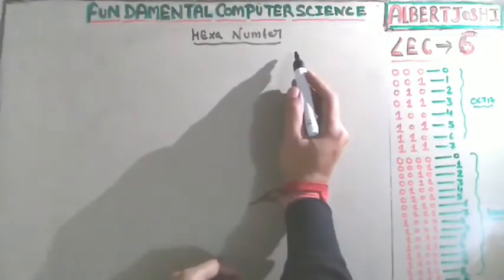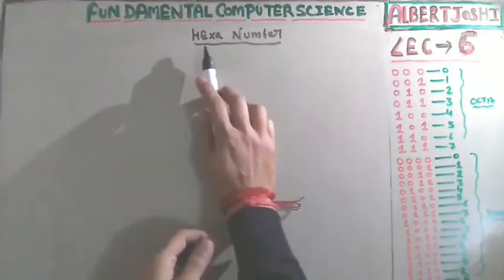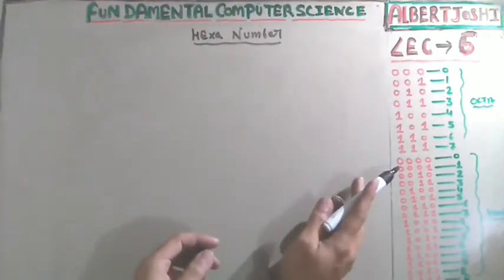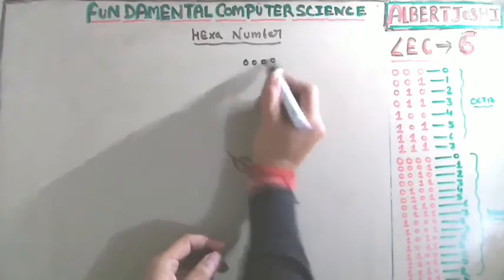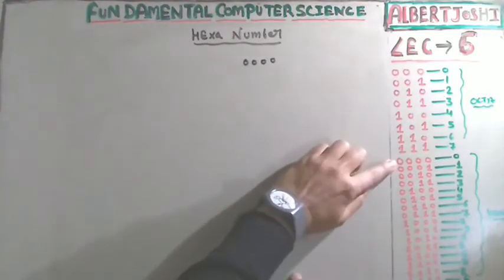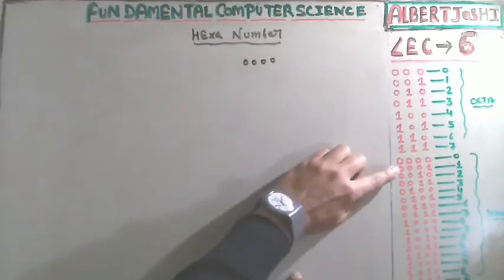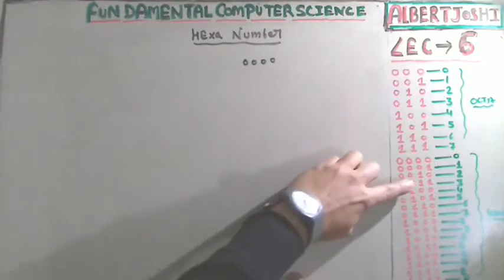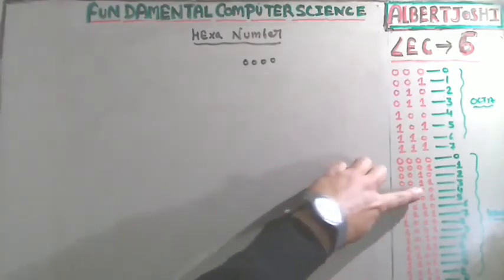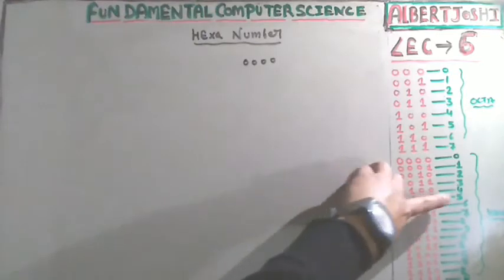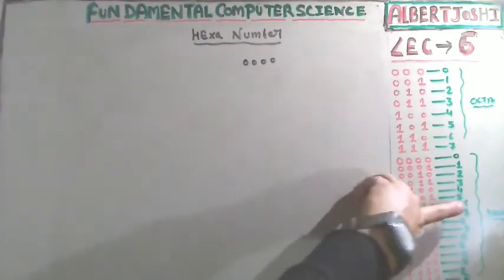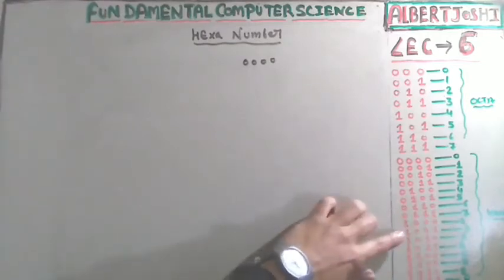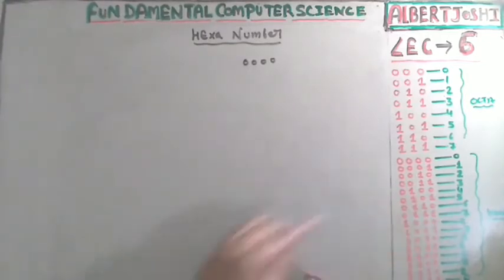This is lecture number 6, and in this lecture we are talking about the hexadecimal number. In hexadecimal, you take a total of 4 digits, 0000. Already we have written here: 0000 represents 0, 0001 is 1, then 0010 is 2, 0011 is 3, 0100 is 4, 0101 is 5, 0110 is 6, 0111 is 7, 1000 is 8, and 1001 is 9, and after that you have to stop.